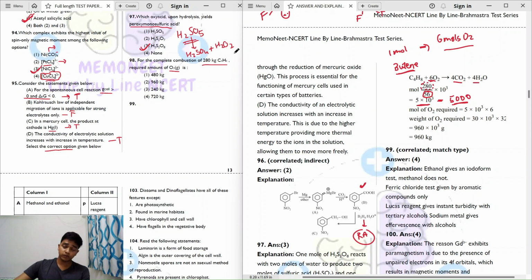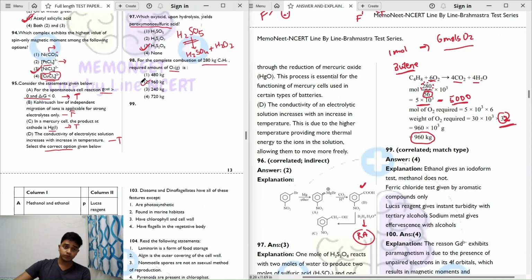So we need 30,000 moles of oxygen, but we need to find out the amount of oxygen needed in kg. So what we'll do is multiply the number of moles by the mass of oxygen. The molar mass of oxygen is 32, because we have oxygen gas, it's O2. So 16 into 2 gives the molar mass of oxygen gas as 32. When we multiply it, we get the weight of oxygen required as 960 kg, which is option 2.